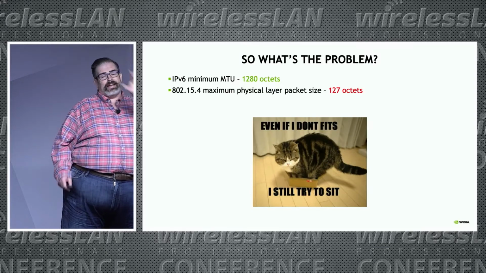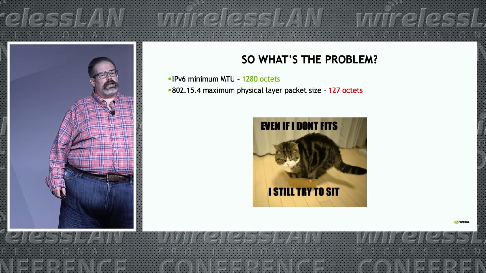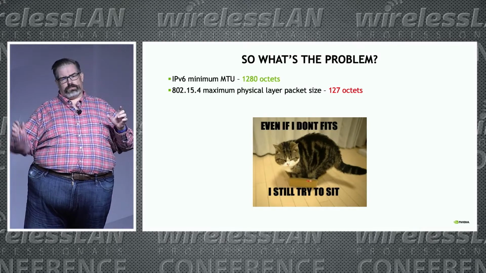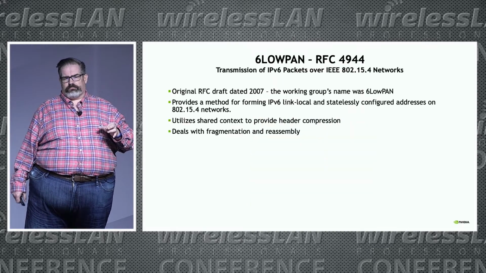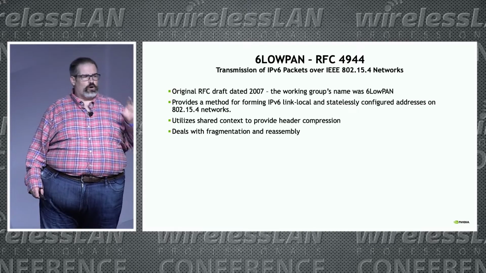Oh, and by the way, that's physical layer packet size. Once you put in the layer 2 headers, you have 80 octets of payload. So we're a little short. Now, here comes 6LoWPAN. I know that sounds like the name of a Mortal Kombat boss.